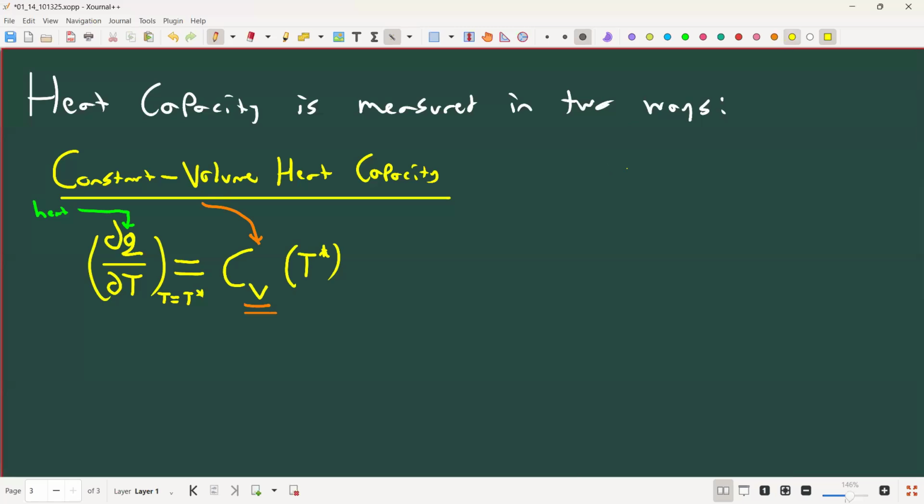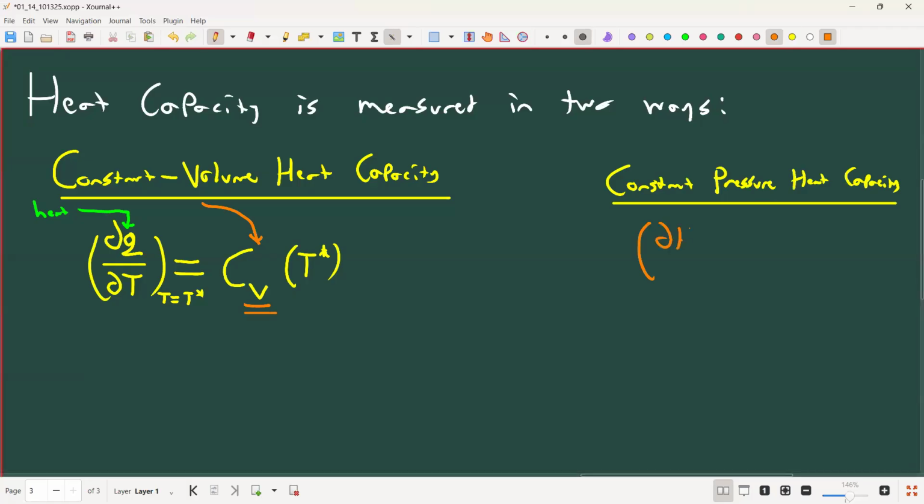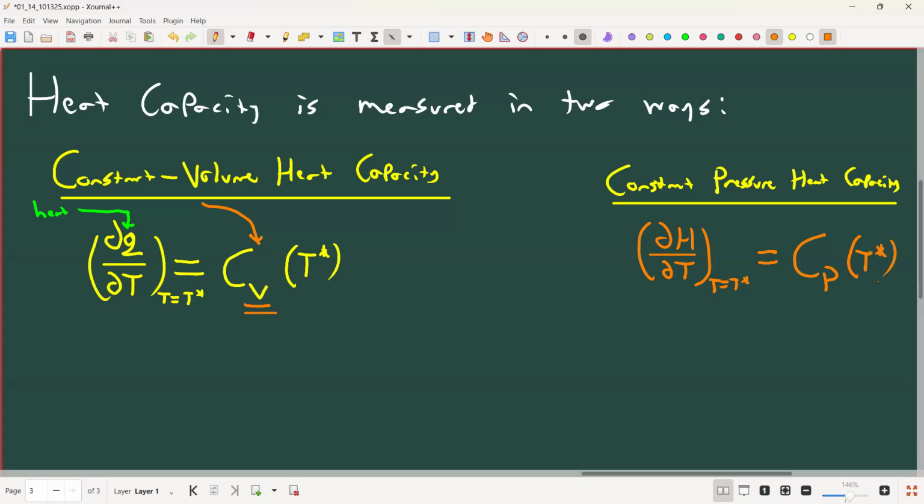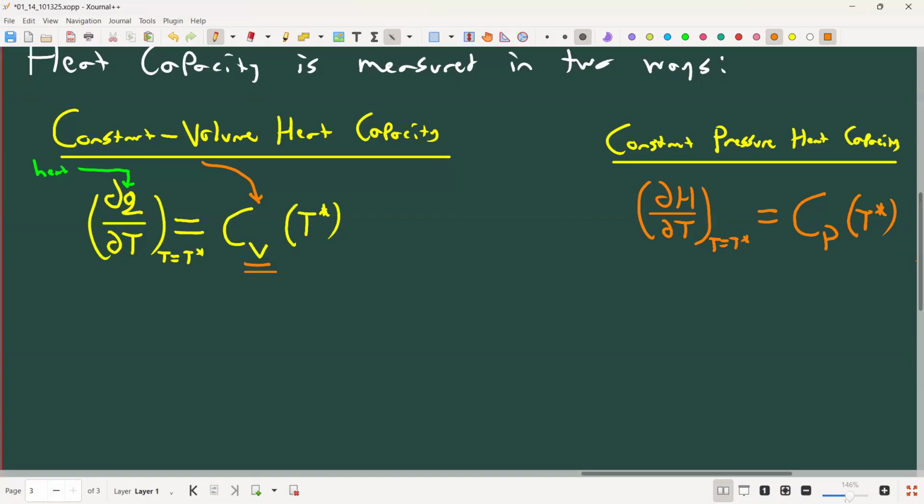And then there's the constant pressure heat capacity. At constant pressure, we can use enthalpy. We define the heat capacity as the change in enthalpy with respect to the change in temperature, evaluated at some temperature. Rewrite this as Cp, constant pressure, evaluated at the special temperature T star. All right, that's very simple, right? So what's the difference between these two?